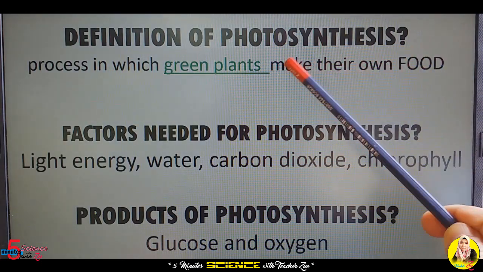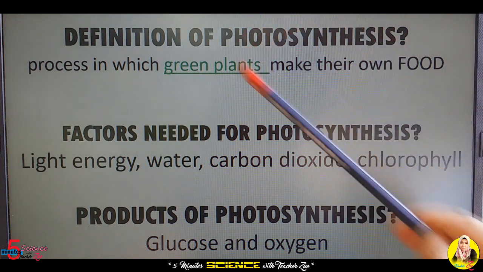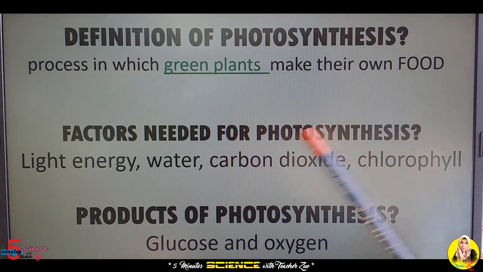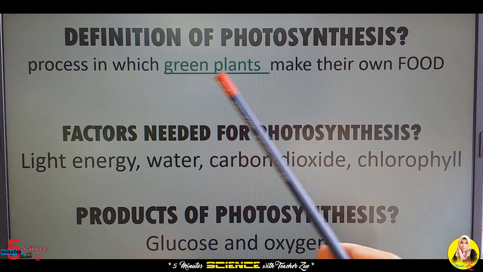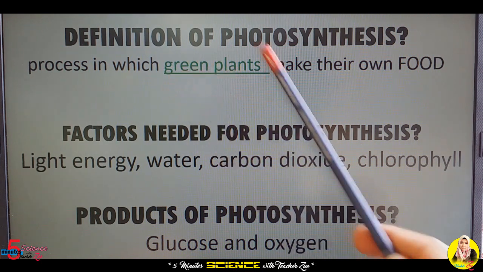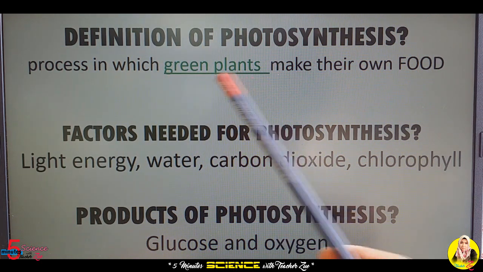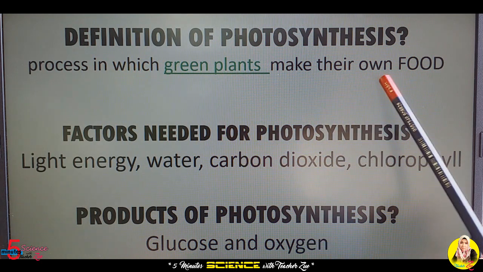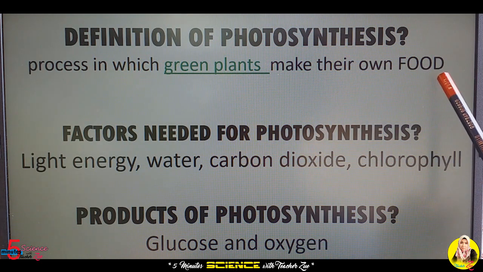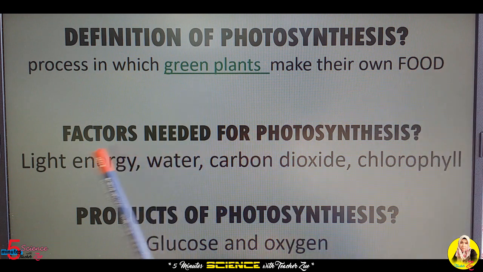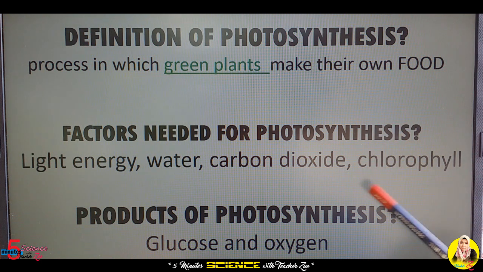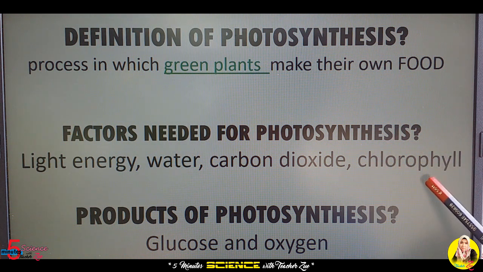Okay, now we go to photosynthesis. What is photosynthesis? It is when green plants, green plants mean plants that have green leaf, make their own food. They can make their own food by using what? Light energy, water, carbon dioxide and chlorophyll. If you still remember, chlorophyll is in the chloroplast. Okay, this one we have learned earlier.